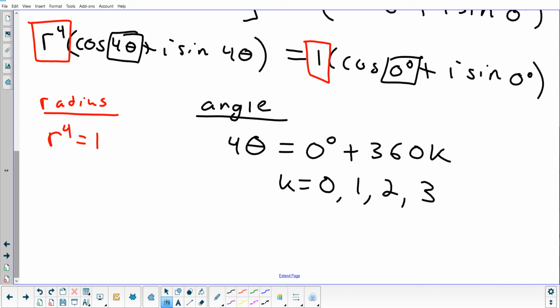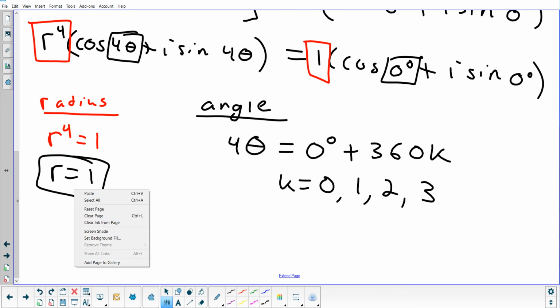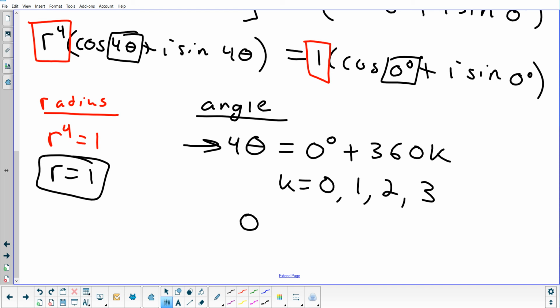All right, let's do the radius first. If you take the fourth root of each side, you could use your calculator if you need to, but the fourth root of 1 is 1. 1 times 1 times 1 times 1 is 1. Now here, this is correct: 4 theta equals 0 plus 360k. But it's a little easier to think about it, instead of thinking of quadruple your angle, just to think about your angle. So how would you get rid of this 4, so theta would be by itself? Sarah? Just divide by 4.